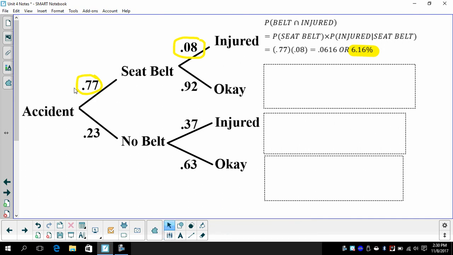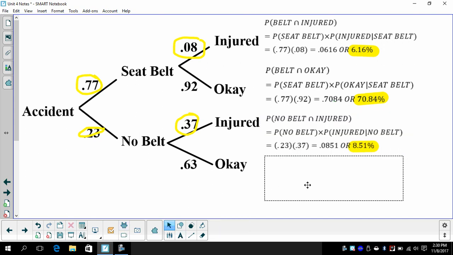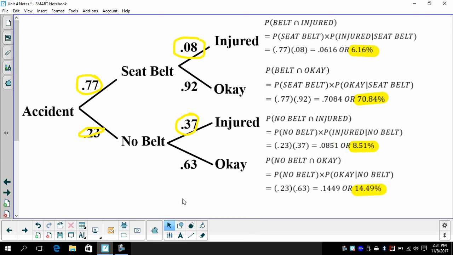So if I follow that pattern, I'm going to multiply 0.77 by 0.92 to get the probability I select a random driver that was wearing a seatbelt and was okay. Same thing here, I can do 0.23 by 0.37. 8.5% of my drivers were wearing no belt and they were injured. And finally, 14.49 or about 14.5% of my drivers were wearing no seatbelt and were okay.